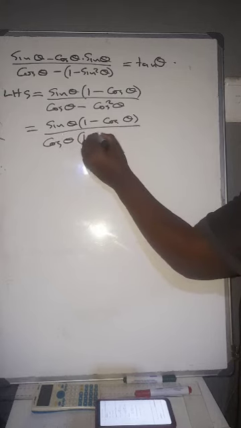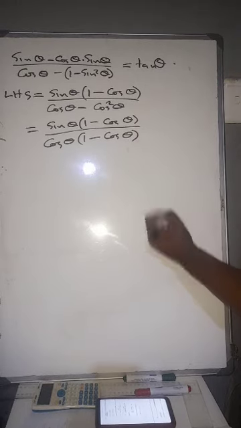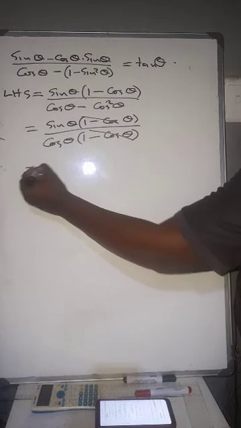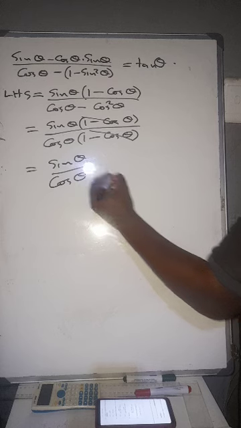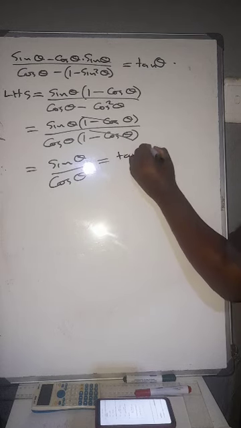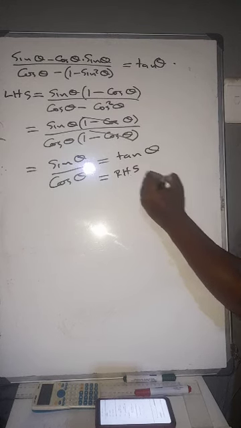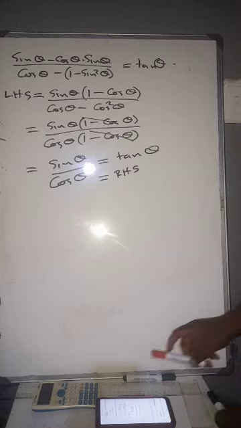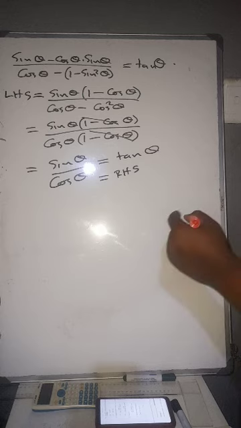From here we're left with a 1 minus, from here we're left with a single cos theta. Then we have a common factor again which cancels. We are left with sine theta over cos theta, which is equal to tan theta, and that's equal to the right hand side. We've proved the identity, the left hand side is equal to the right hand side, and this was only 4 marks.